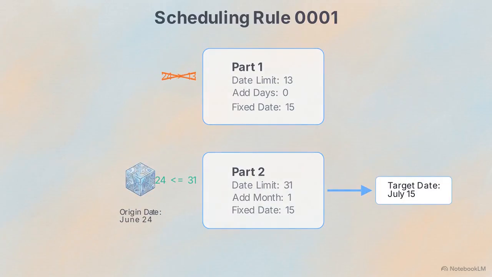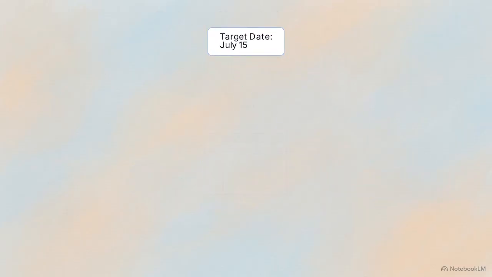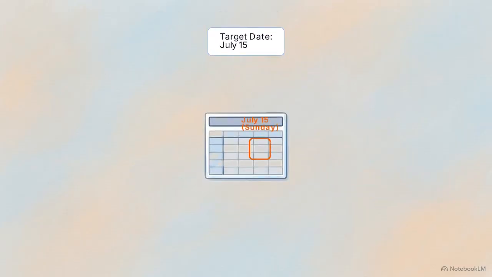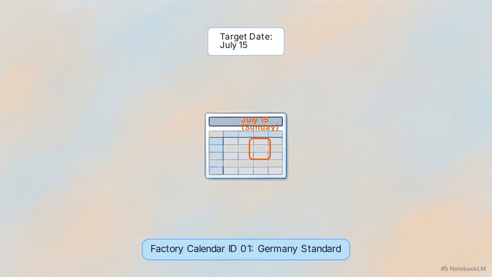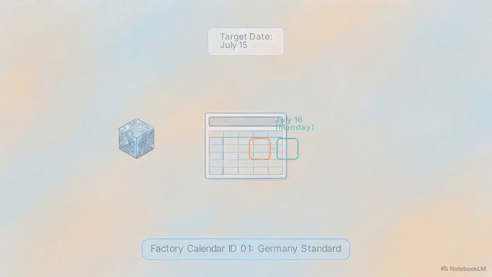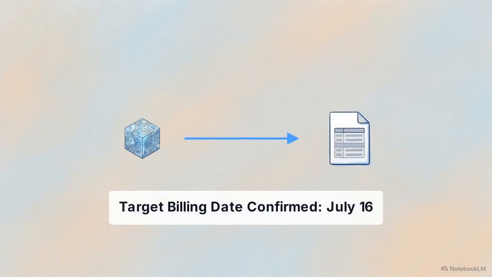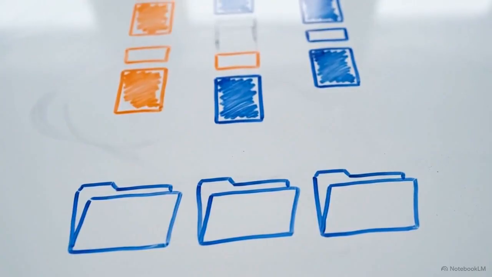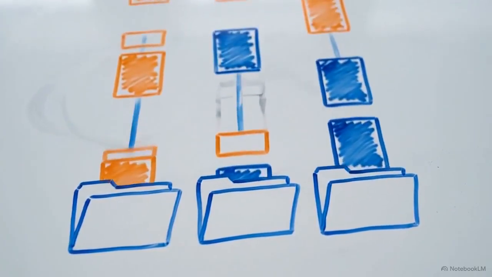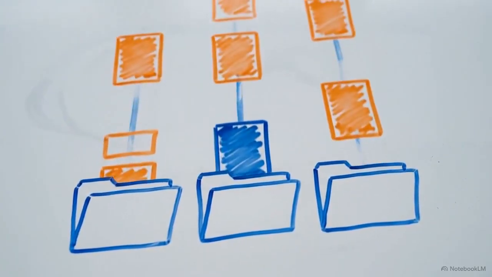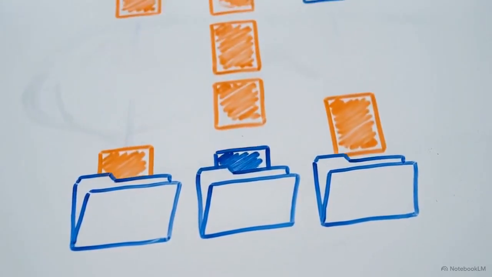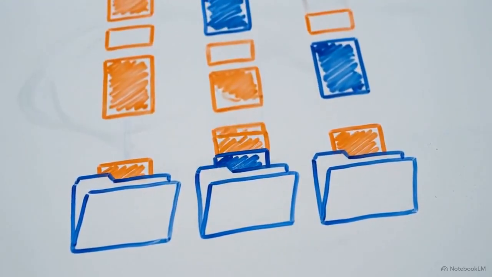There is one final layer of arithmetic. What happens if the 15th lands on a Saturday, a Sunday, or a public holiday? The rule cross-references a factory calendar. By assigning factory calendar ID 01, representing standard German working days, the system knows exactly when to adjust dates to avoid weekends. These cascading parameters, limits, fixed dates, month shifts, and factory calendars, create a rigid, automated pipeline that removes all manual guesswork from high-volume billing.